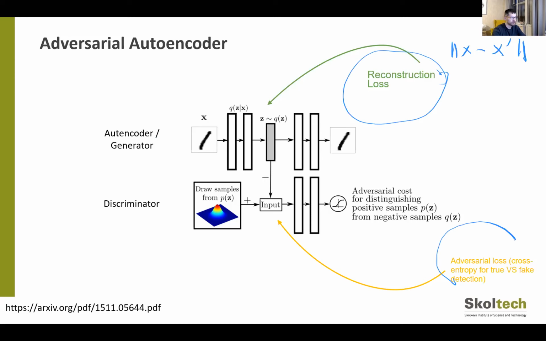We say that we want to distinguish between positive samples and negative samples. So we want to distinguish between the object from this distribution and the object from our prior distribution. So it's basically a discriminator that penalizes us if we generate samples that are very different from what we expect from our prior.